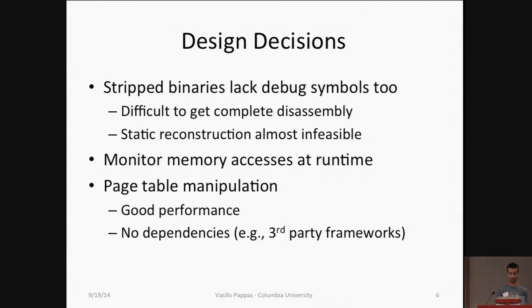We turned around and tried to do something at runtime based on monitoring the memory accesses that happen there. And although there are a few different ways of doing this monitoring, we decided to go with page table manipulation, mostly for two reasons: because it provides good performance, as I'll show later in the evaluation section, and because we don't have to depend on any third-party frameworks like dynamic binary instrumentation toolkits and so on.